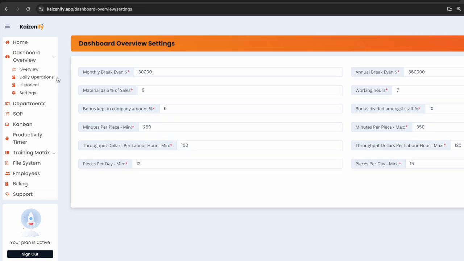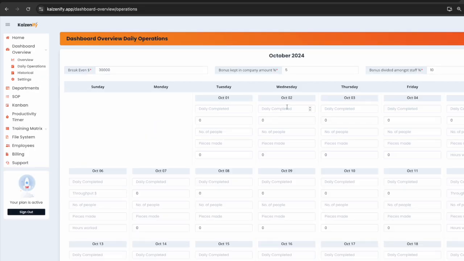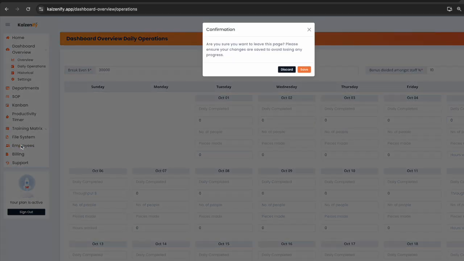So I'm going to go into my daily operations. Now this will take you into your current month. In this case, it's October. You can see the data here is pre-filled in for break even, bonus kept in the company, and then how much to divide amongst the staff. It's important to note that this section of the dashboard where you enter the data and where you view the data is controlled in the employee section. So I'm actually going to hop out for a second and go over there.